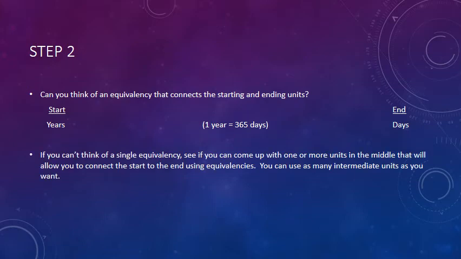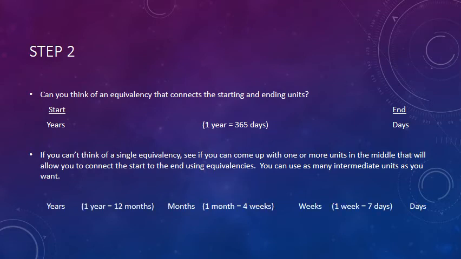If you can't, for some reason, think of an equivalency, so if you didn't know that 1 year was 365 days, you can sometimes come up with units in between years and days that let you connect the start to the end using equivalencies that you do know. You can use as many of these intermediate steps as you want or need. So let's say we don't know that 365 days are in a year, but we do know that 1 year is equal to 12 months.